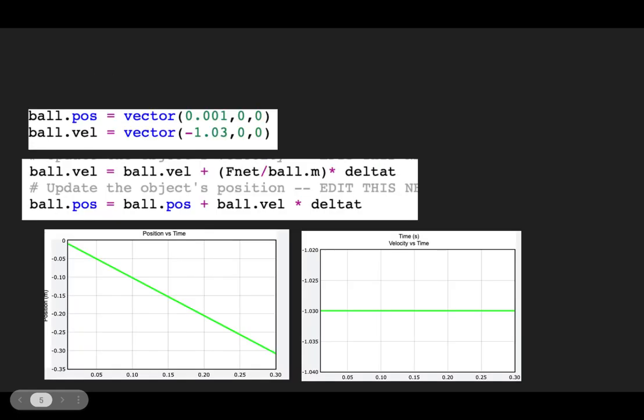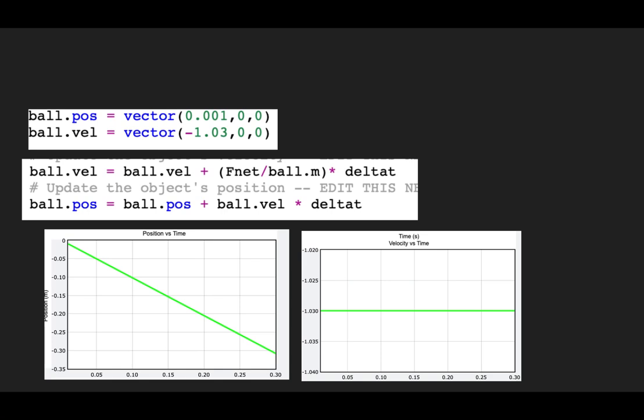So here are some snippets from the code. The initial position is 0.00100. This is from our tracker data, and the velocity also comes from our tracker data using the first 2 points, and this gives us negative 1.0300. We can calculate the velocity at each step using the formulas from the first slide, which are shown in the second code snippet. After running this code, we get the following position versus time graph and velocity versus time graph.